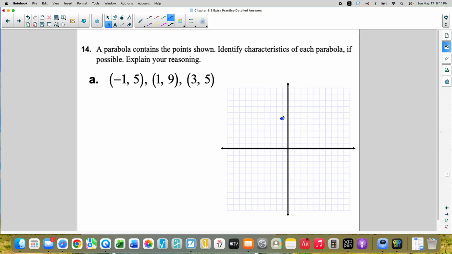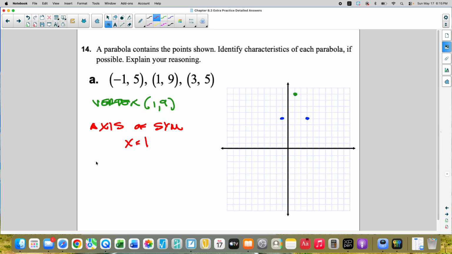Parabola contains the points shown, so let's graph them. Negative 1, 5, 1, 9, and 3, 5. Okay, good. So those are 1, 2, 3, 4. Yeah, so this is actually the vertex. The vertex is going to be that point 1, 9. Axis of symmetry is going to be x equals 1.